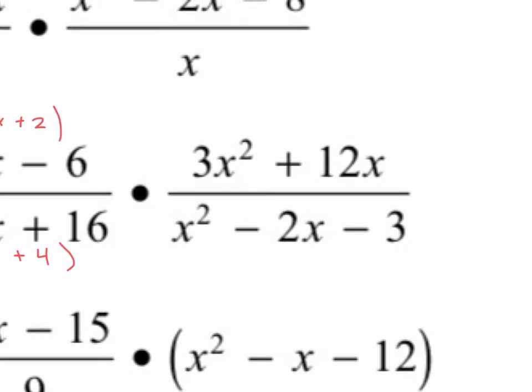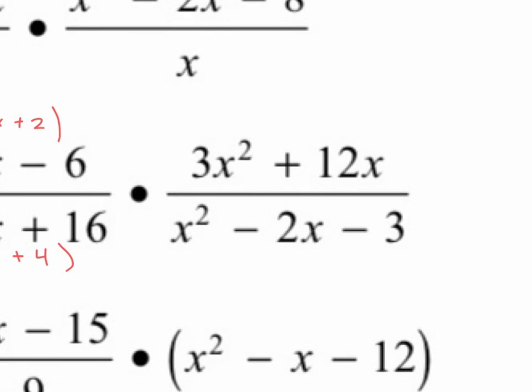On the top right, it's only two terms, so we're not factoring, but is there anything in common that we could take out here? A 3x. They both are divisible by 3, and they both have x's in them. There we go, 3x. What are we left with when we take out a 3x? X plus 4.